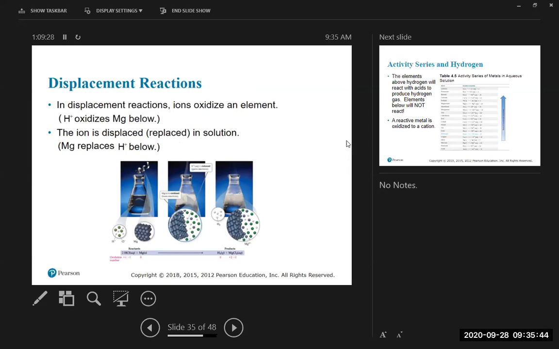Okay, so why are we worried about all this? We'll get to that in a minute here, as we get to the actual redox reactions. So let's talk about displacement reactions. In displacement reactions, ions oxidize an element. In this case, a proton oxidizes magnesium, and the ion is displaced. Magnesium displaces the proton.